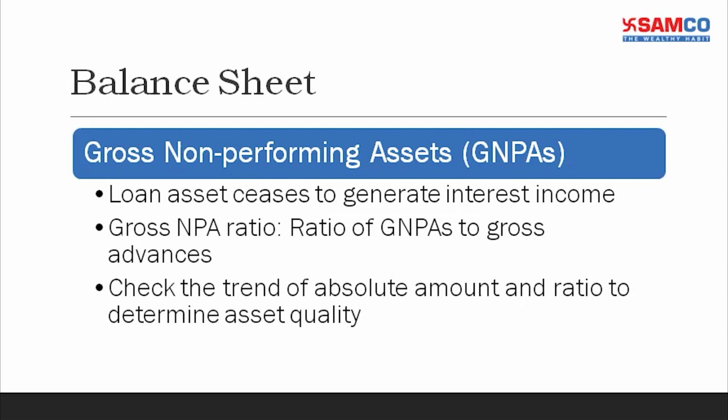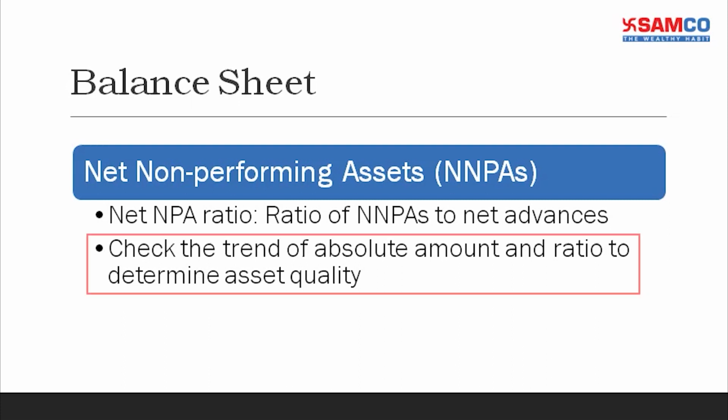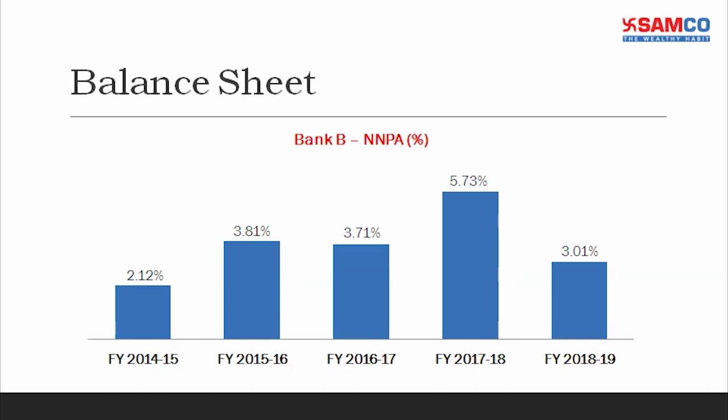On similar lines, net non-performing asset is a ratio of net non-performing asset to net advances. Again, both the ratio and the absolute amount can be extracted from the financial statement at the end of the statement of profit and loss. Now it is important to check the trends of NPA, which would determine the asset quality of the bank. Bank A's NPA is seen slightly rising but is now pegged at 0.40%, which is the best asset quality in the whole Indian banking industry. Now on the other hand, Bank B's asset quality is unstable over the years. We see a stark difference in their NPAs.